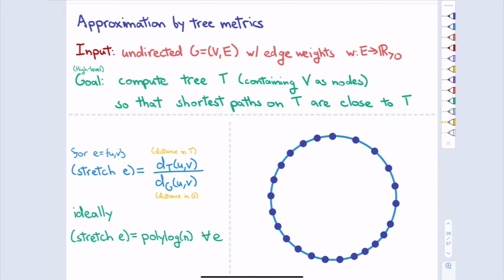What if it didn't have to be a spanning tree? You can add edges. So you can build an auxiliary tree.